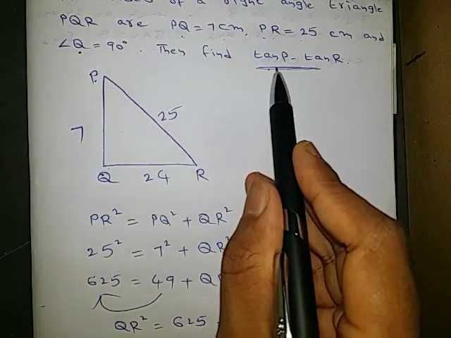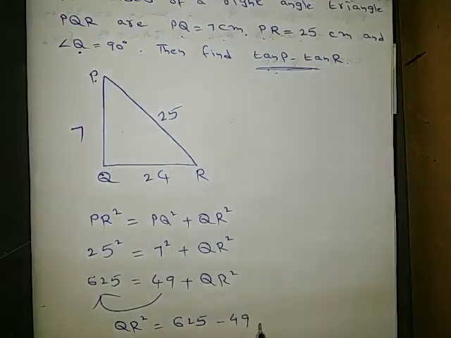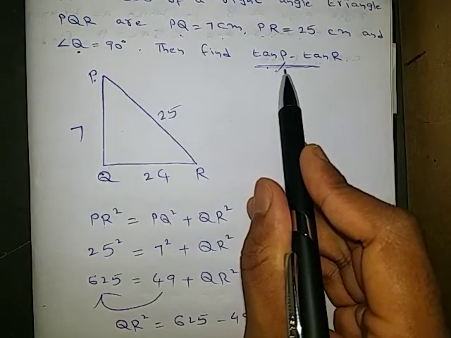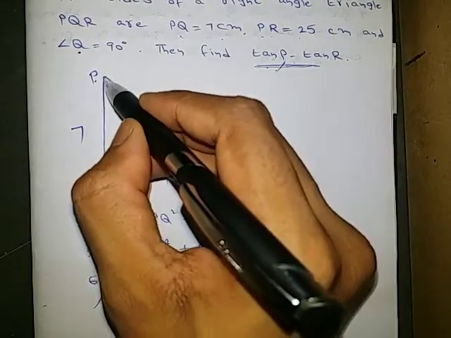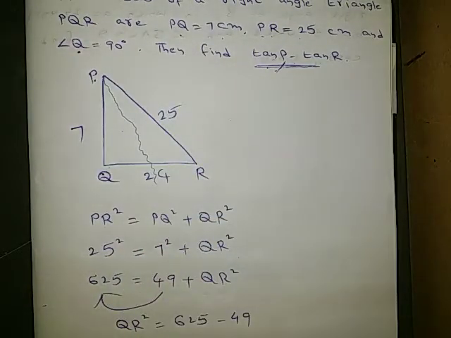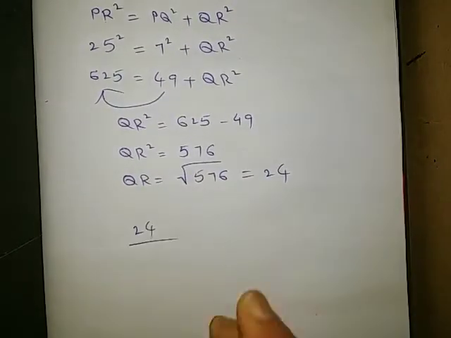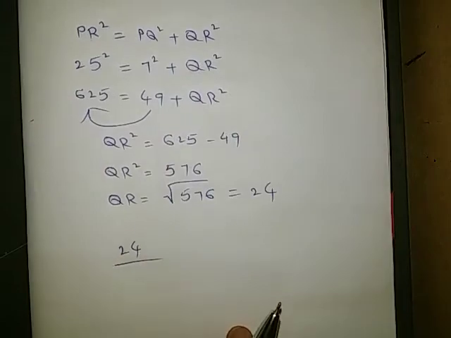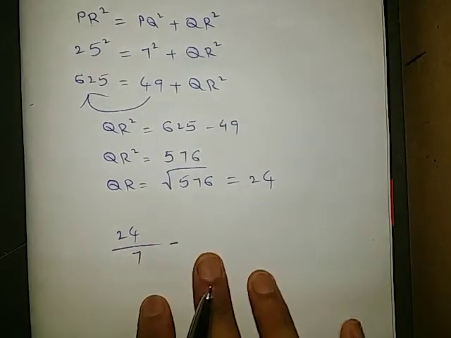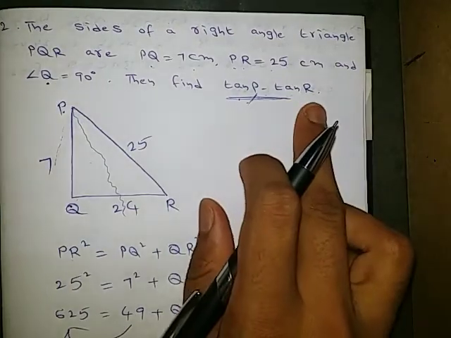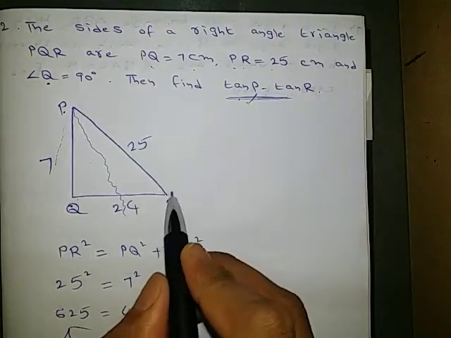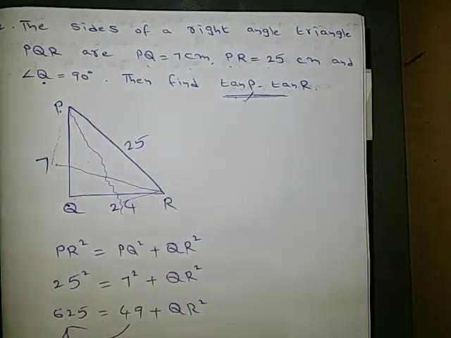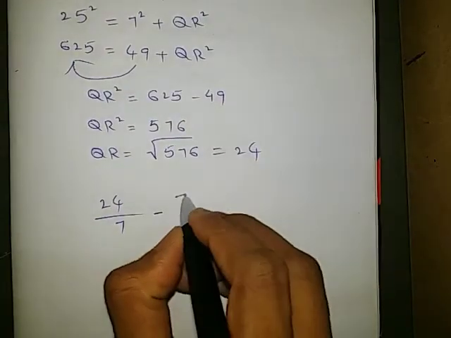Now he is asking to find the value of tan P minus tan R. So first is for the angle P. For angle P, tan is nothing but opposite by adjacent. So for P, the opposite is 24, divided by adjacent. For angle P, the adjacent is 7. So 24 by 7 minus. Next he is asking about tan R. So for angle R, tan is nothing but opposite by adjacent. So the opposite will become 7. Adjacent will become 24. So 7 by 24.